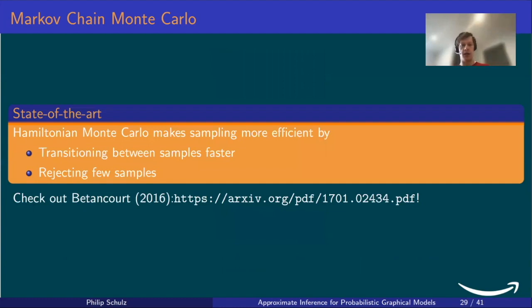So now let us look at a state-of-the-art method for Markov chain Monte Carlo. Actually, I presented Metropolis Hastings to you because it's the classic thing to do. And there are some elements of that you'll even find in Hamiltonian Monte Carlo. But Hamiltonian Monte Carlo really is the state-of-the-art algorithm for sampling. It makes sampling much, much more efficient by allowing for faster and wider transitions between samples. So two things. The algorithm is going to be faster as such. Why is it faster? Because it makes bigger jumps.